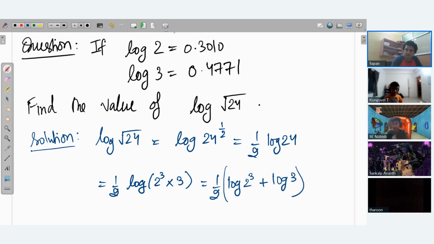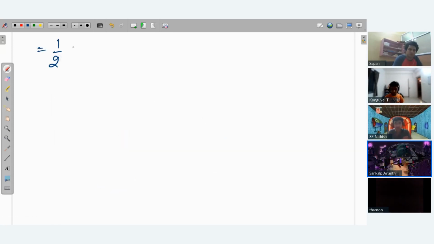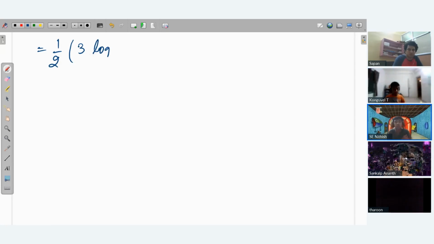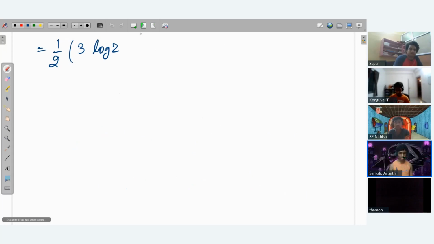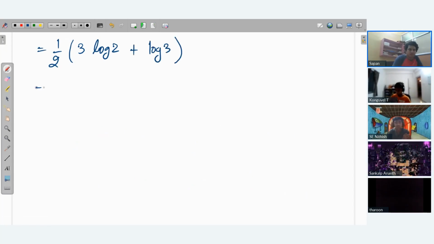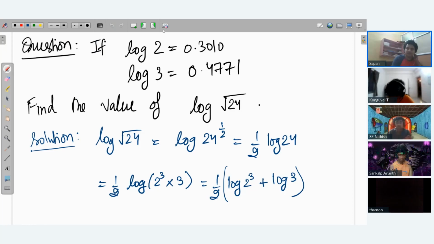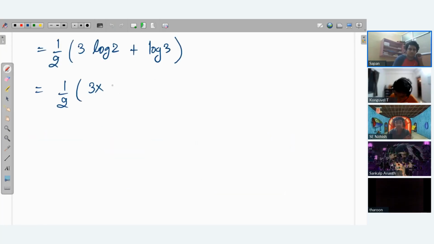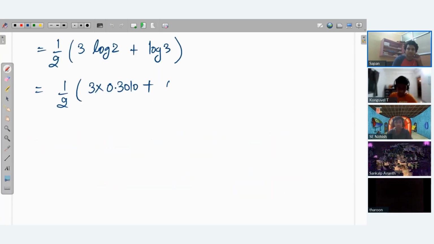So this is equal to 1 by 2, 3 log 2 plus log 3. We know the value of log 2, 0.3010, and we know the value of log 3 also, 0.4771.